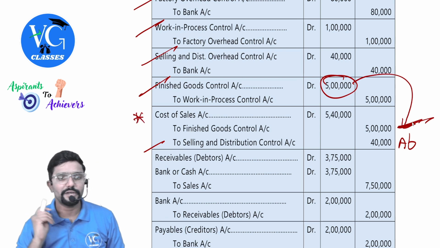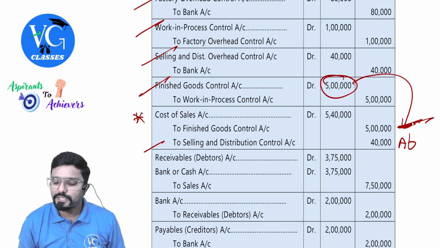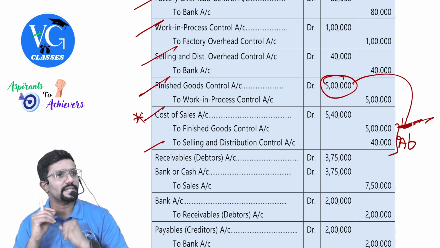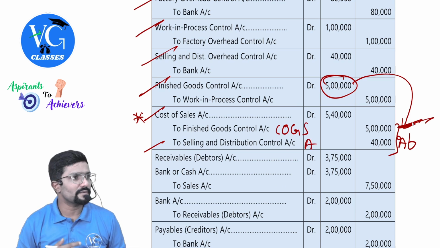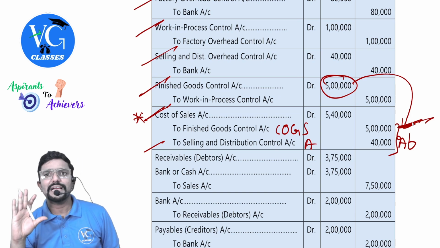This entry might be important for you because you might miss it. Okay. So selling and distribution overhead absorbed is also 40,000. Now, what is my cost of sales? Guys, this is nothing but COGS. Plus selling and distribution overhead absorbed will give you the cost of sales. We are transferring it to which account? Cost of sales account. Hope you guys are getting it.